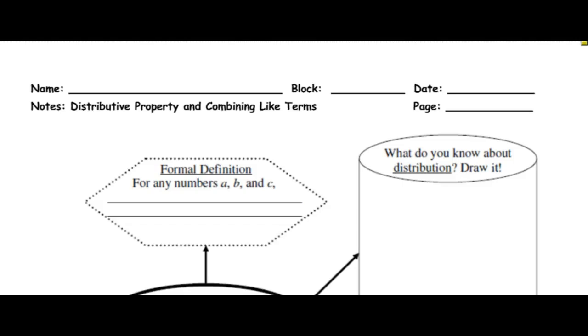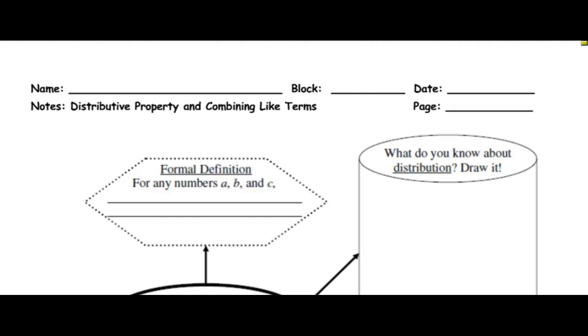Alright, today we're going to be looking at two algebra concepts. One of them is distributive property, and the other is combining like terms. Both are topics that you did cover in middle school.